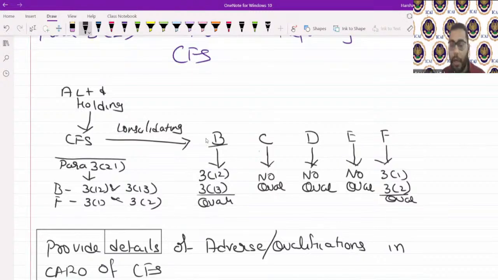So there is a difference. When we are talking about individual CAROs, you need to provide qualifications and explanation of those qualifications for each qualification mentioned in the CARO. And in case of a consolidation, there is only one paragraph, that is 3.21, which says provide the qualifications of the subsidiaries, or you can say the entities which are being consolidated over here. So both are different.